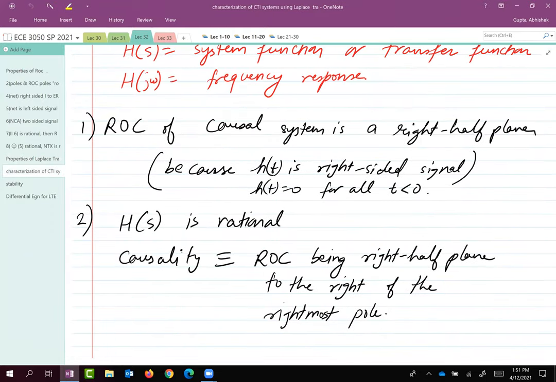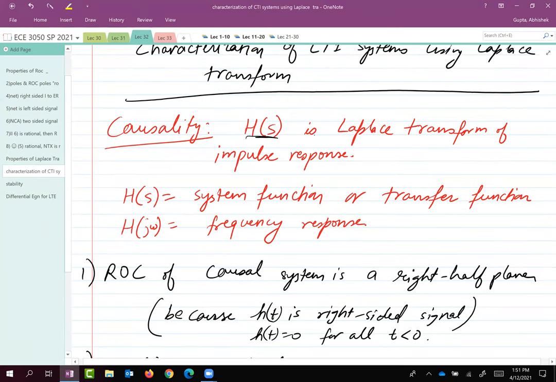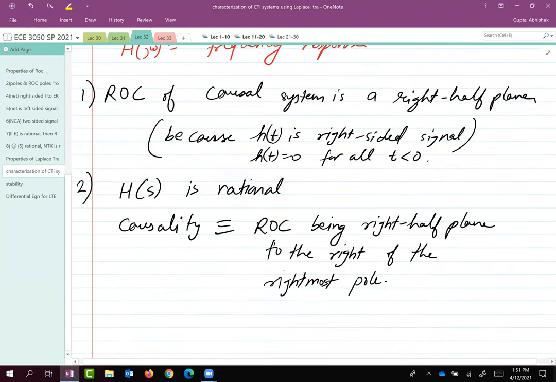Then we talked about two specific properties of LTI systems, which are causality and stability. And we figured that by looking at the Laplace transform and the region of convergence, we can actually infer information about the causality of the underlying LTI system. So in particular, if H(s) is the Laplace transform of the impulse response of the system, then in the case of a causal system, the region of convergence of H(s) is a right half plane. In the case of a rational transfer function H(s), causality is equivalent to the region of convergence being the right half plane to the right of the rightmost pole.